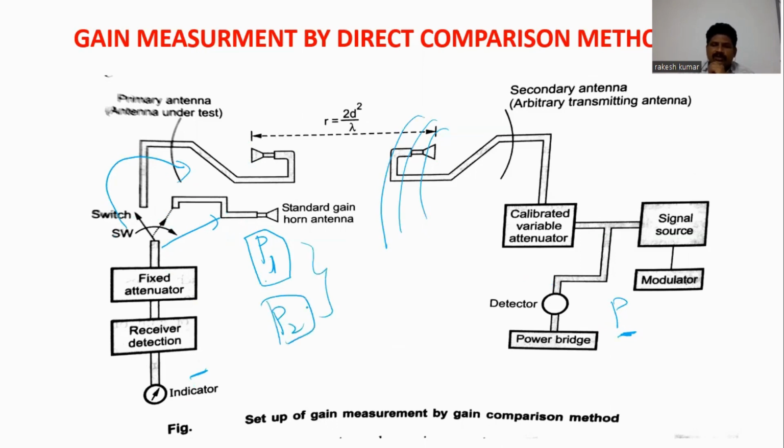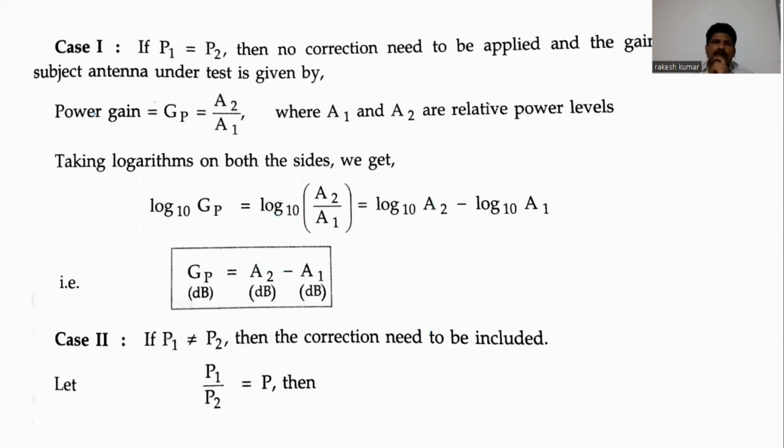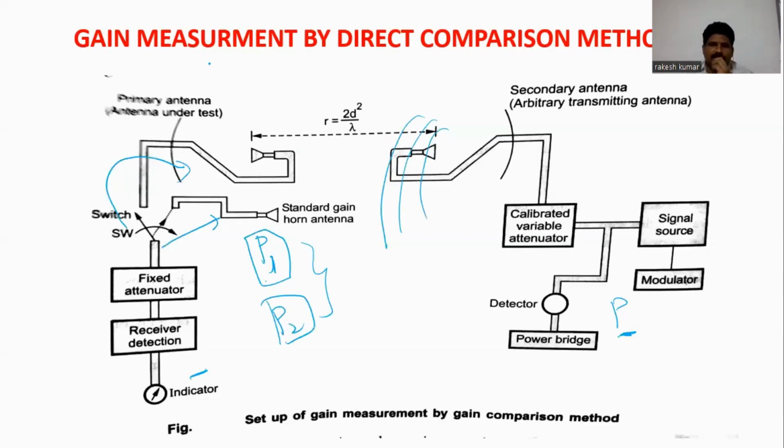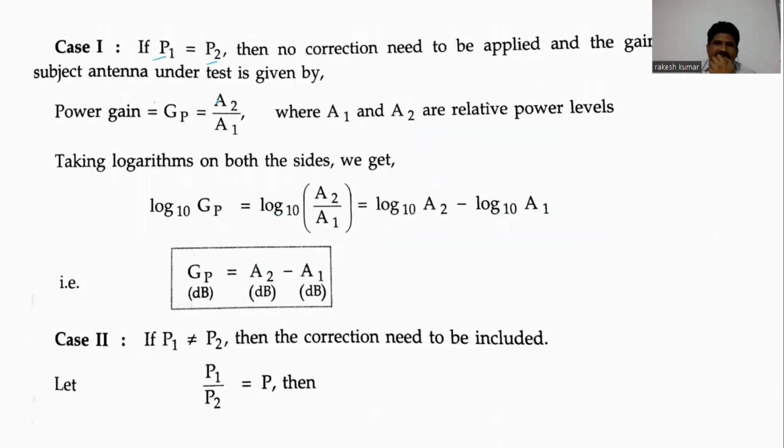Okay, now you will compare this P1 and P2. So here the first condition: if P1 is equal to P2, means whatever the power received by the standard horn antenna is same as the power received by antenna under test. Okay, so no correction is needed. The power gain is given by GP is equal to A2 by A1, where A1 and A2 are the relative power levels.